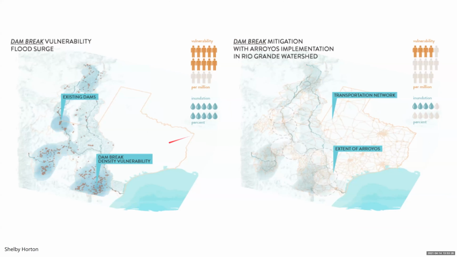And so getting further into this, for the dam breaks, of all the water that would be broken during the dams, our arroyos would be able to account for 4% of mitigation of that water. All the dam breaks would also be affecting about 10 million people in the Rio Grande watershed region. And so by implementing our arroyos, we'd be able to get that vulnerable population down to about 4 million.